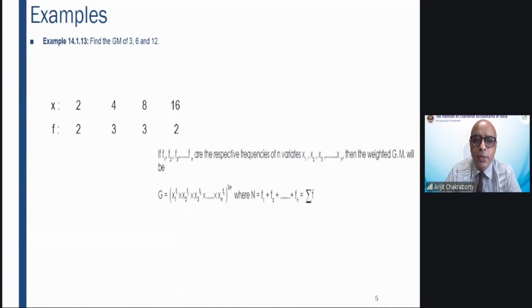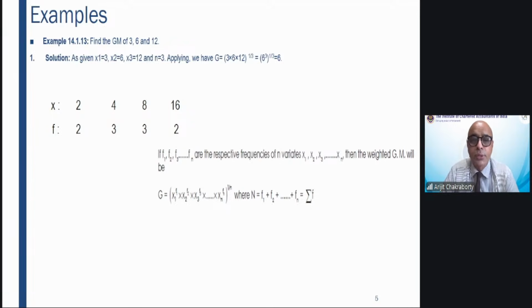14.1.13 from the ICAI study material. The question reads, find the geometric mean of 3, 6 and 12. So fairly simple question. So we know the formula of geometric mean. We have also discussed the main important principles and the properties of geometric mean.